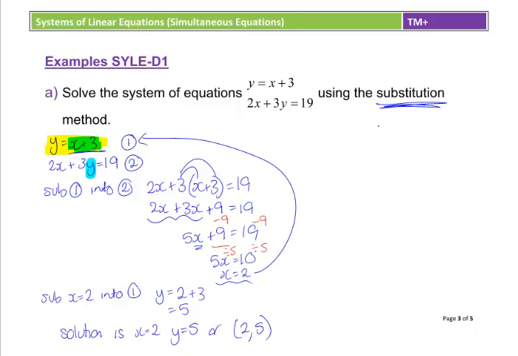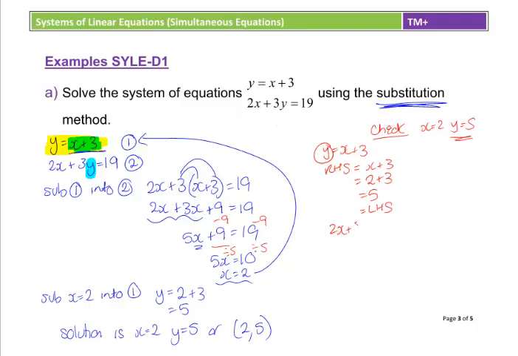Once you've finished, it's good to check your answer to make sure you're right, because you never know, you may have made a silly mistake. Look at your first equation. You found that x is 2, y is 5, so the right hand side is x plus 3, which is 2 plus 3, which is 5, and that is equal to my left hand side, because the left hand side is y, which is 5.